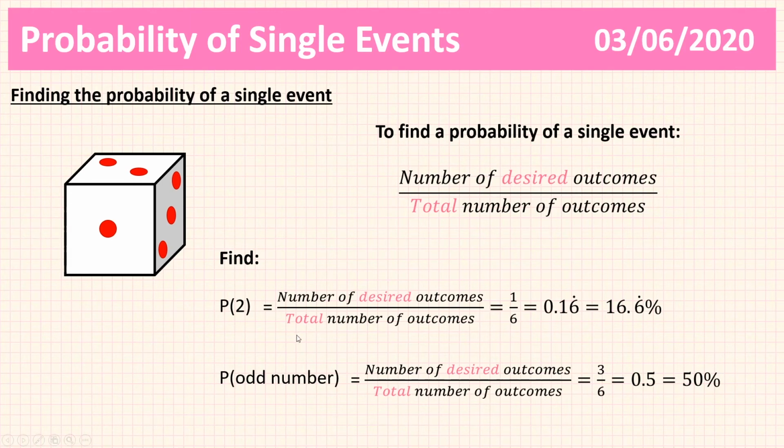How many outcomes could there be? What values could come up on a dice? Well, that's the numbers 1 to 6. So there are 6 possible outcomes. And then we write that as a fraction, and then we can convert it to a decimal or a percentage.